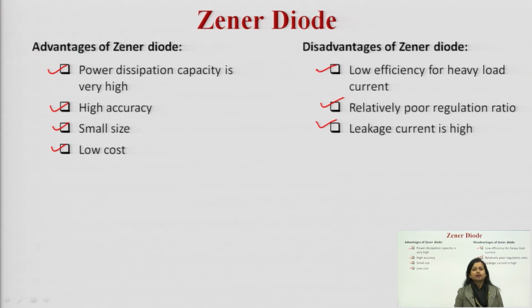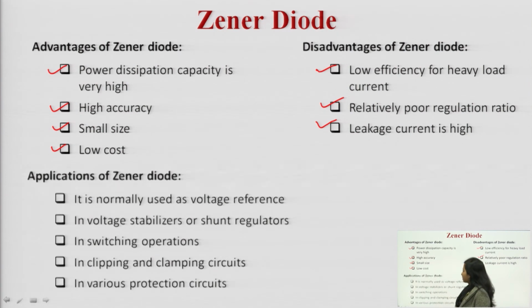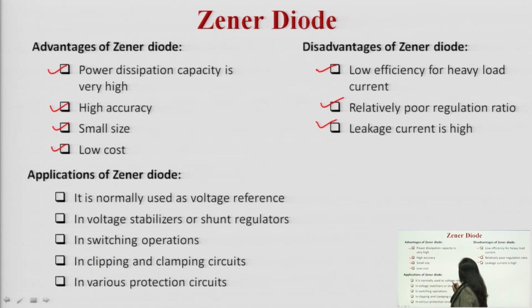Now, let us discuss the applications of the Zener diode. It is normally used as a voltage reference, voltage stabilizer or shunt regulator, in switching operations, in clipping circuits, in clamping circuits, in various protection circuits. And so many applications also exist beyond this list. Here I have listed 5 applications, but there is a huge number of places where Zener diodes can be successfully used. So, you can note down all of these points, these are very important points.